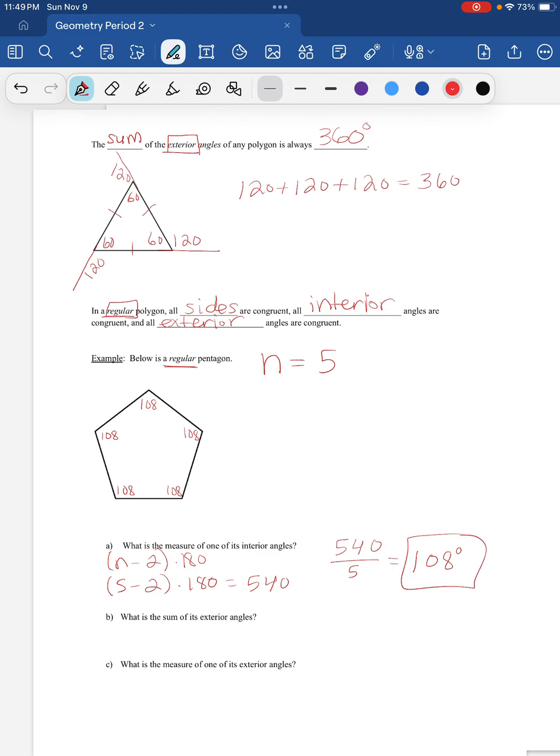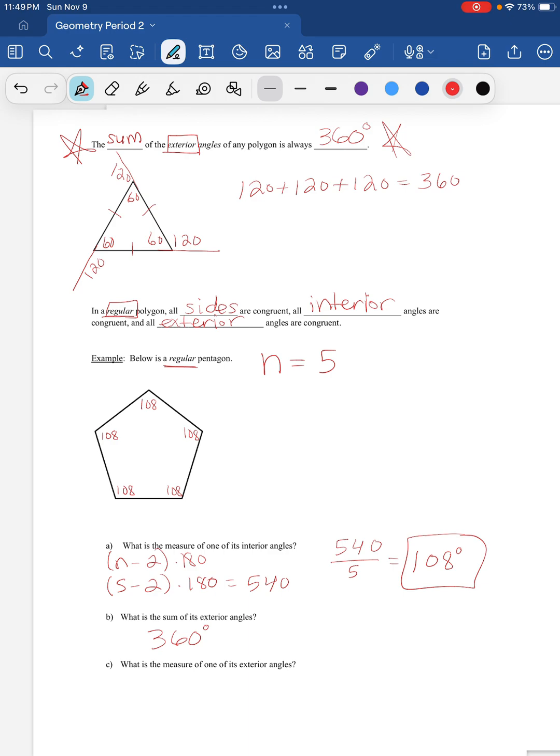All right. Now it says, what is the sum of its exterior angles? Well, that goes back to this little theorem up here at the top. We don't even have to calculate this. The answer to this question, regardless of the type of polygon, is always 360.